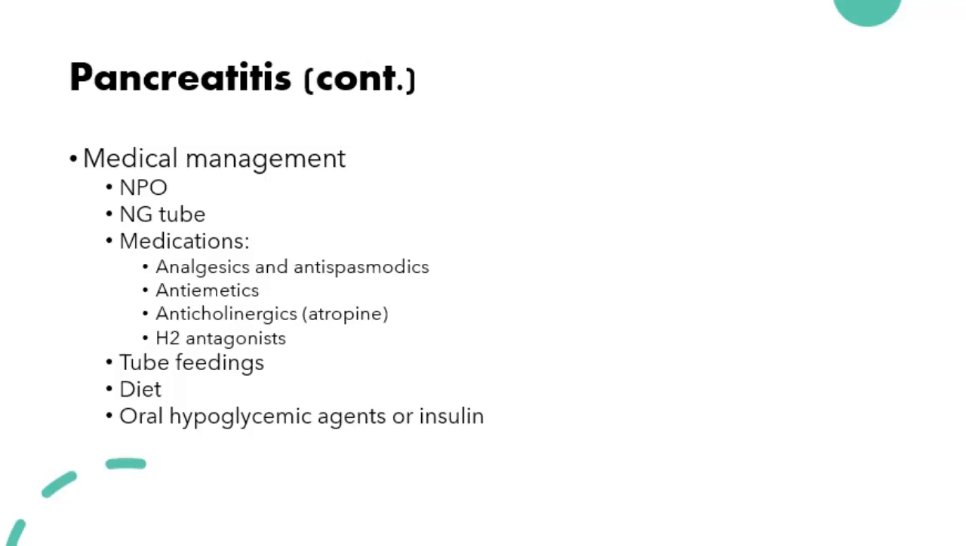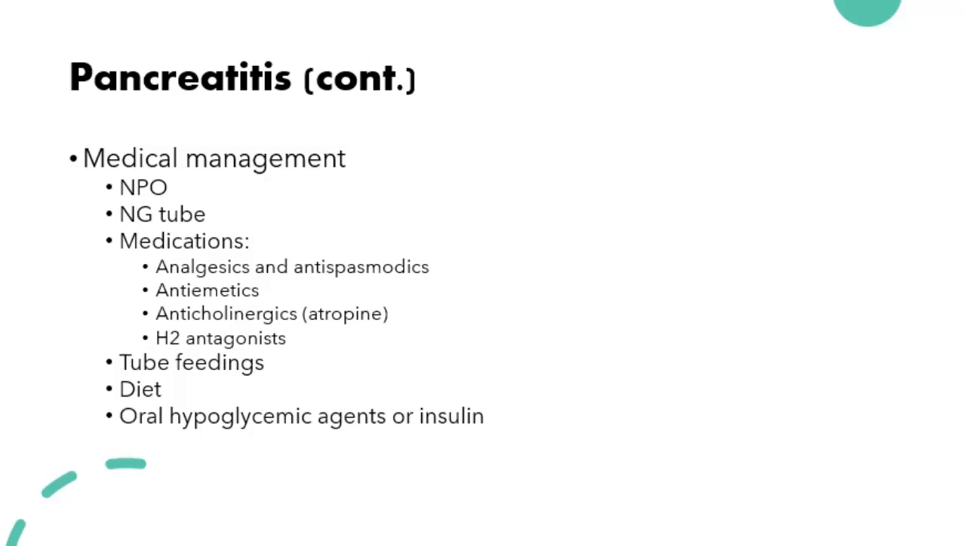Tube feedings might begin 24 to 48 hours after the onset of acute pancreatitis. Usually they're administered in the jejunum. That helps to prevent the release of pancreatic enzymes. Enteral is preferred to TPN because it's more nutritionally sound, it's less costly, and it has fewer complications. But if the patient is not tolerating that enteral nutrition, they might need to be switched to TPN.